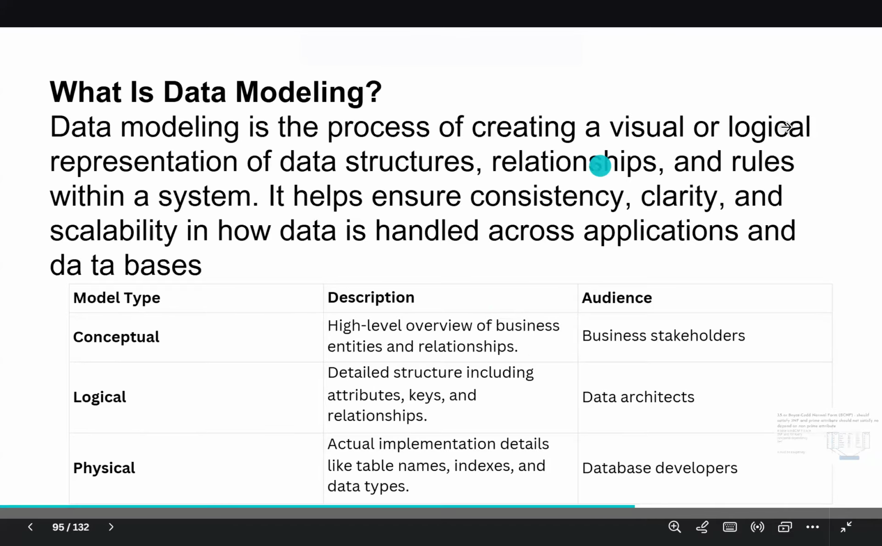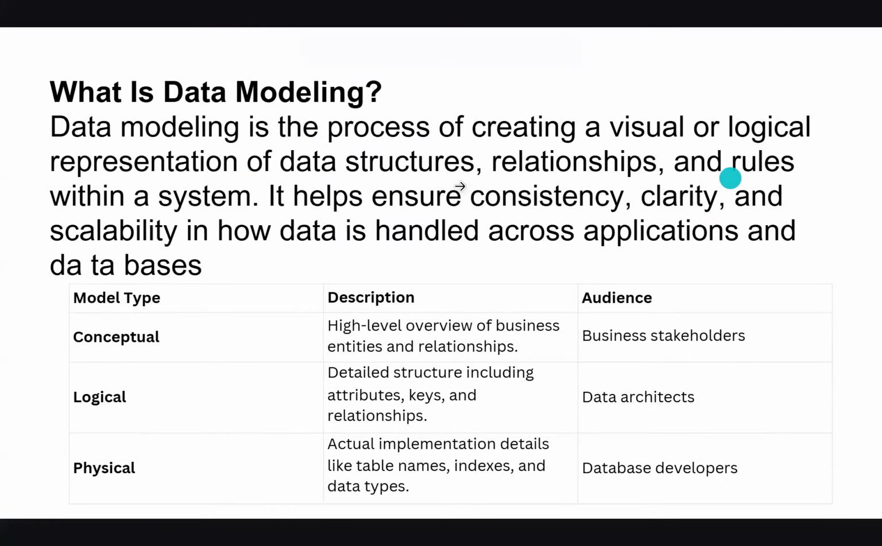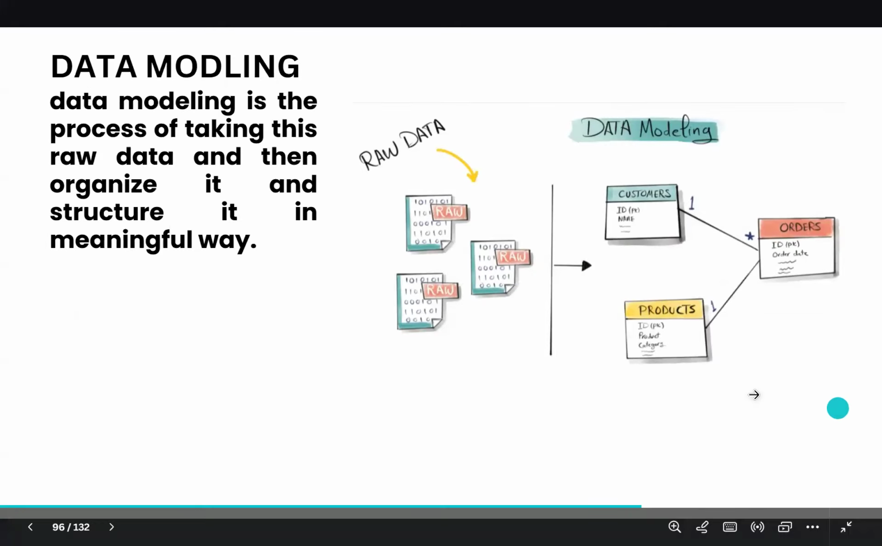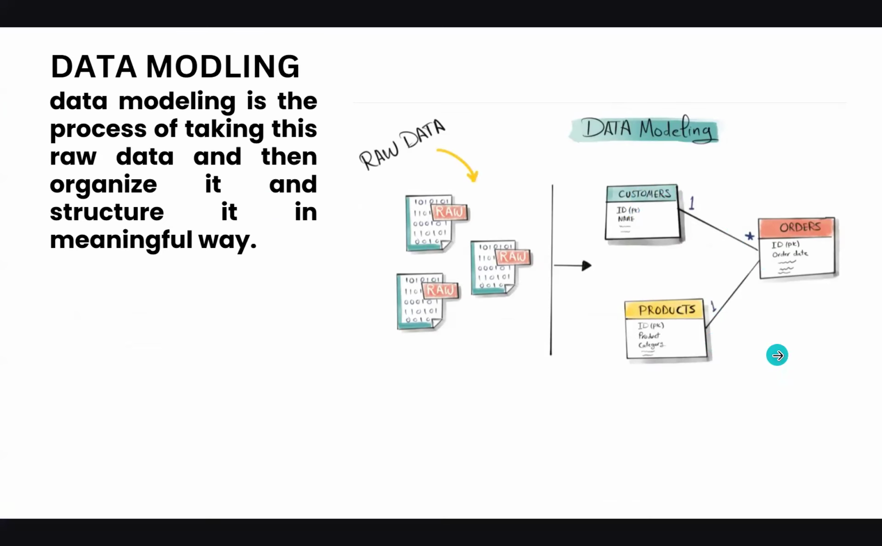Data modeling is the process of creating a visual or logical representation of data structures, relationships, and rules within systems. It helps ensure clarity, consistency, and scalability in how data is handled across multiple applications. So for the gold layer, whatever tables we create should have these ER diagrams. With the help of these ER diagrams, the BA can understand the tables and create reports by joining those tables.